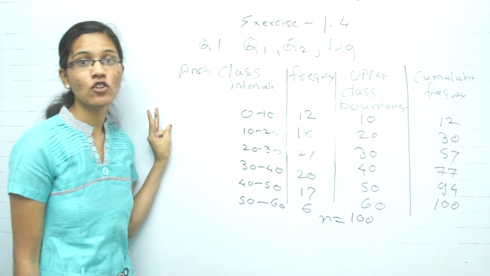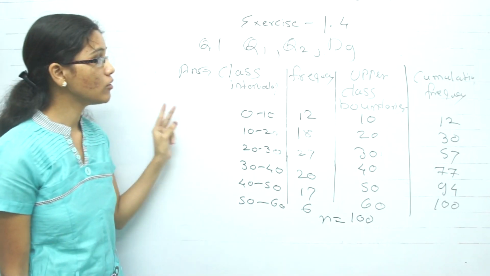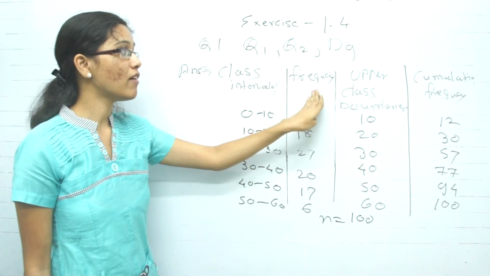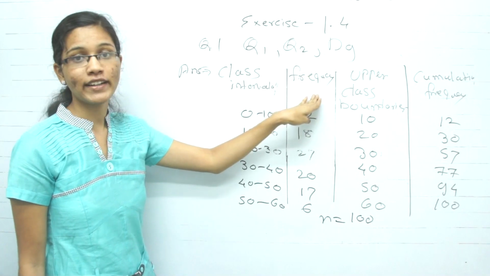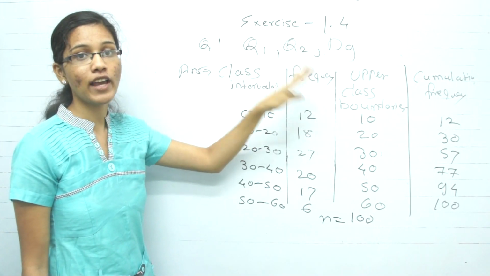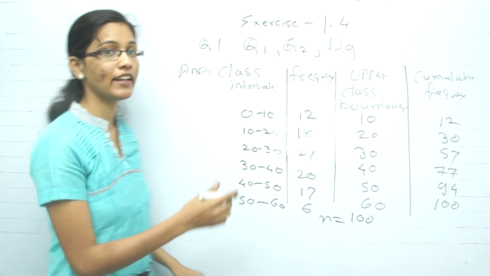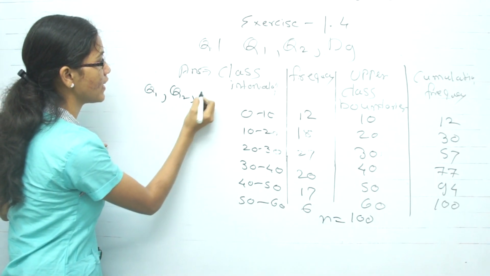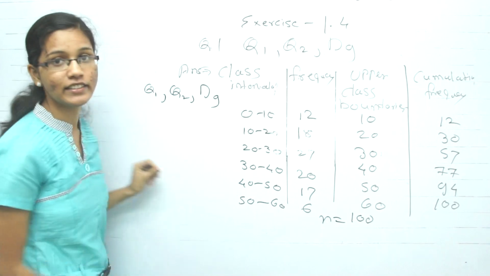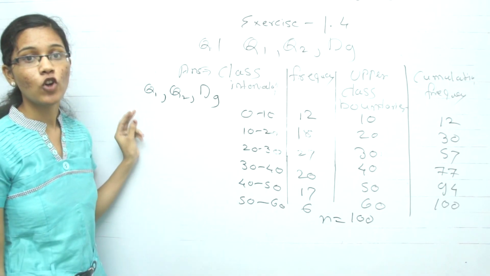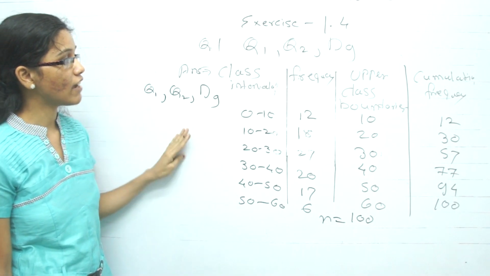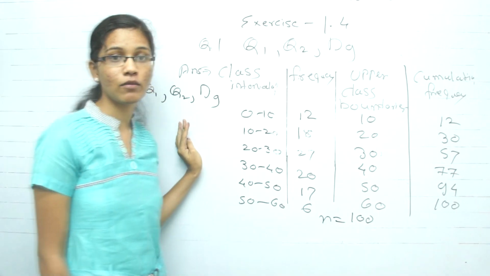So what do we need to find? The first quartile, second quartile and ninth decile. In the question you have been given the class interval and frequency. You have to find graphically the first quartile, second quartile and ninth decile. Graphically, we draw a line parallel to the x-axis on the graph paper.